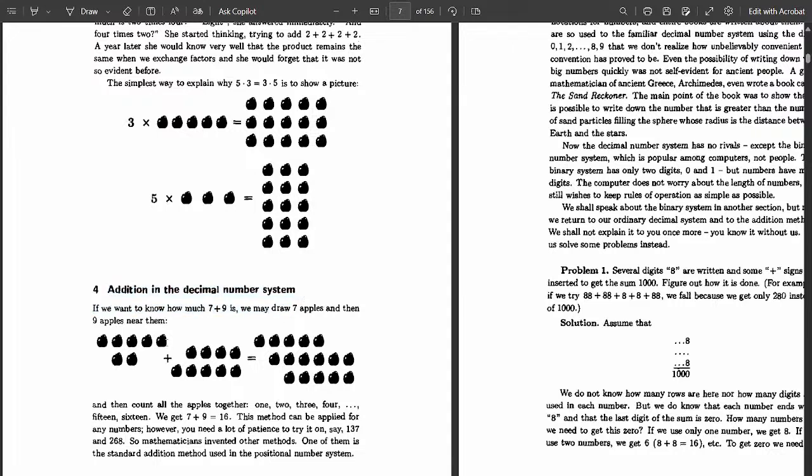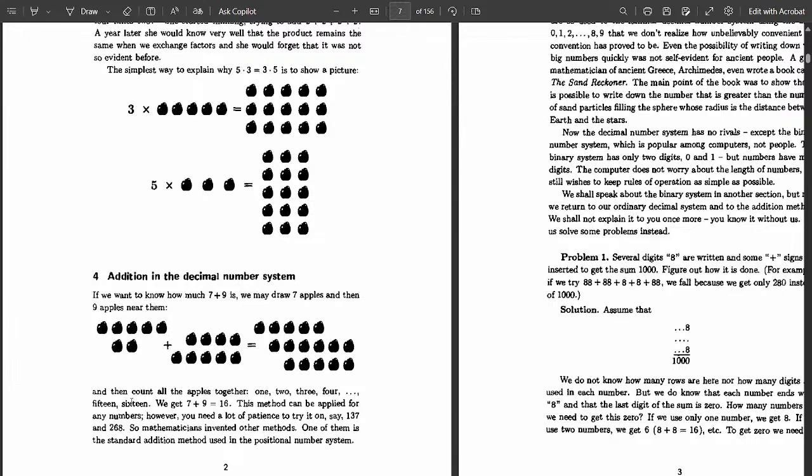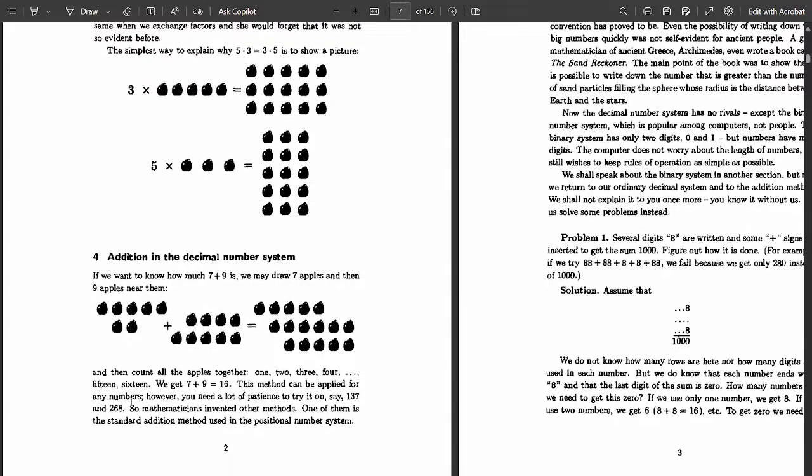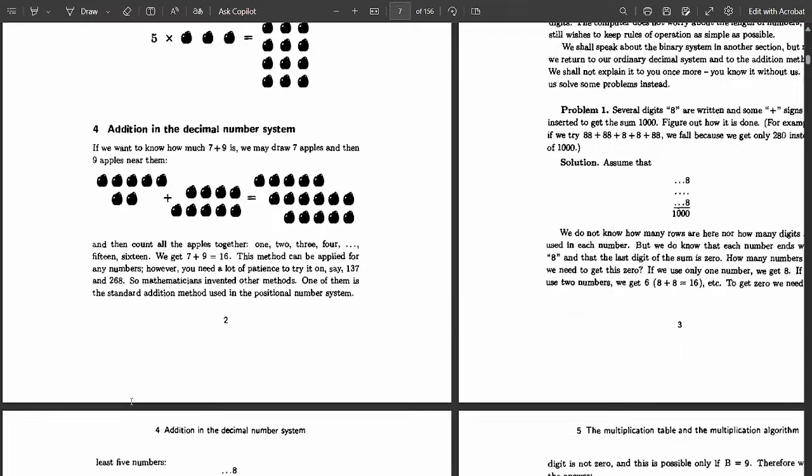This is the same thing which I explained earlier, like 7 apples and 9 apples near them, and then count all the apples together. 1, 2, 3, 4, 5, ... 16. We get 7 plus 9 equals 16. This method can be applied for any numbers. However, you need a lot of patience to write out, say, 137 and 268. So mathematicians invented other methods. One of them is the standard addition method used in positional number systems.